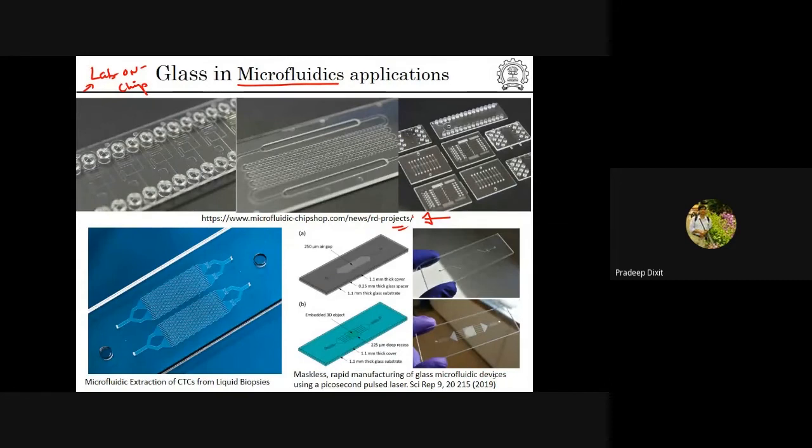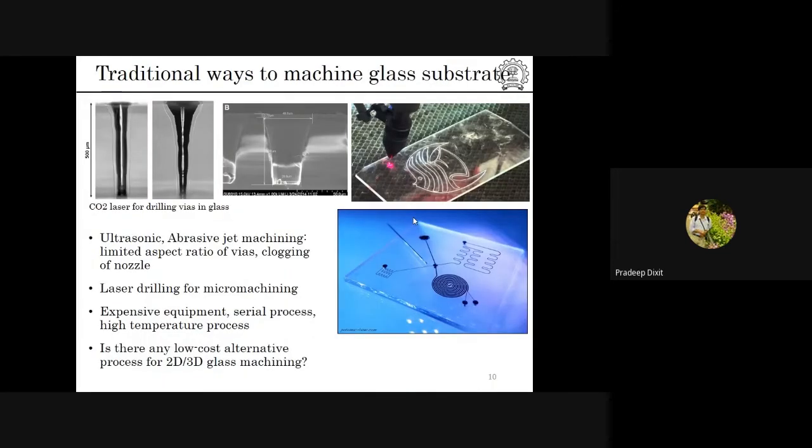Traditionally, in biomedical devices, people are using PDMS, which is a kind of polymer. But if you can make these devices in glass, it is going to be very convenient and easy because of the optical transparency. The challenge is how to machine glass. As I said, chemical etching of glass is very difficult. It has very good chemical resistance. Glass is also a brittle material, so the moment you try any kind of mechanical drilling or milling process, it is going to crack.